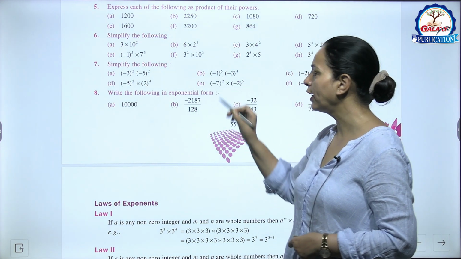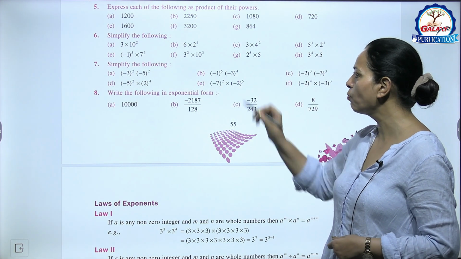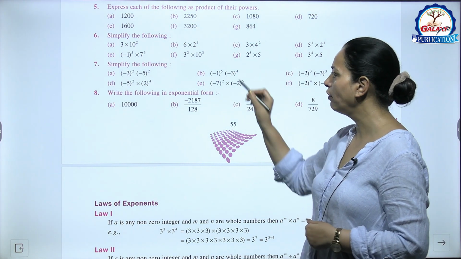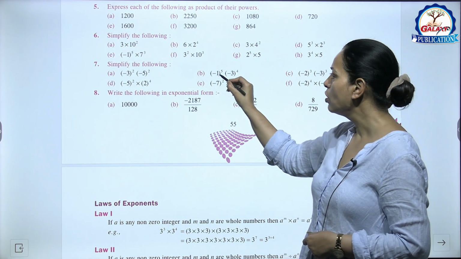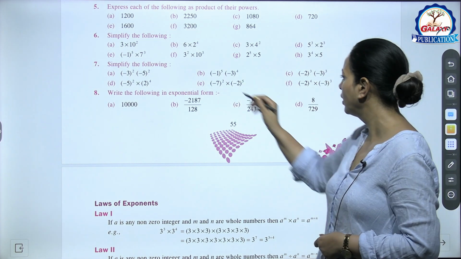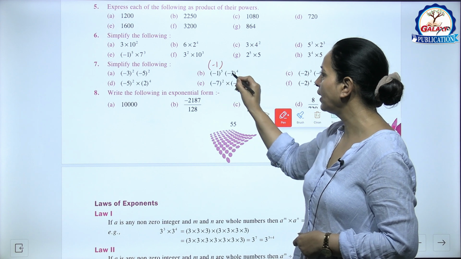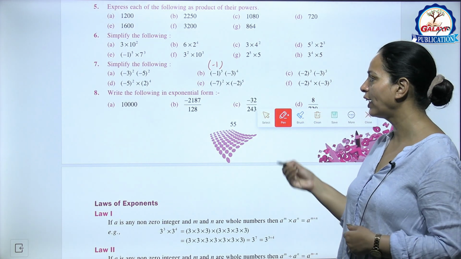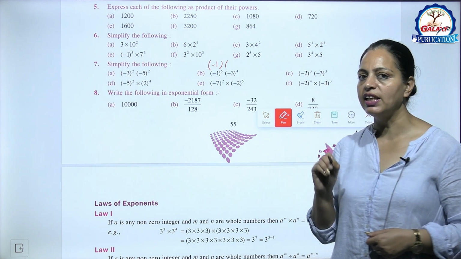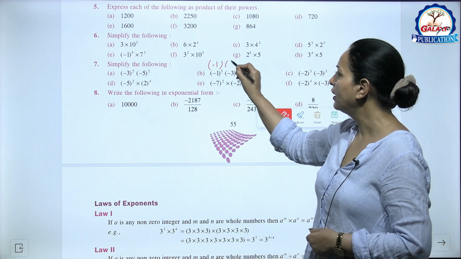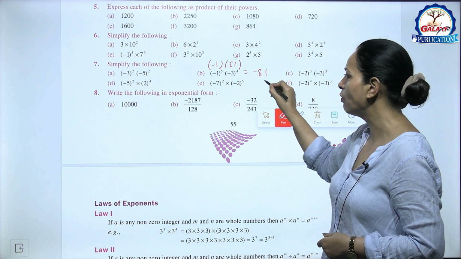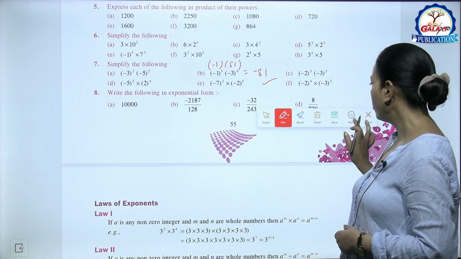Like b part, minus 1 whole power 5 into minus 3 whole power 4. See, b part, minus 1 whole power 5 into minus 3 whole power 4. So minus 1 whole power 5, this is minus 1 only. Okay, and minus 3 into minus 3 into minus 3 into minus 3, 4 times. So it becomes positive. So 3 3s are 9, 3 9s are 27, into 3, 81. So answer is minus 81. Similarly, you can try remaining parts.